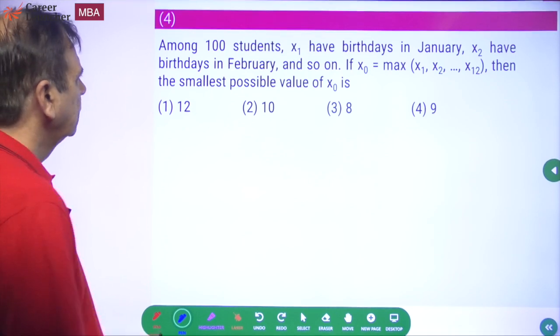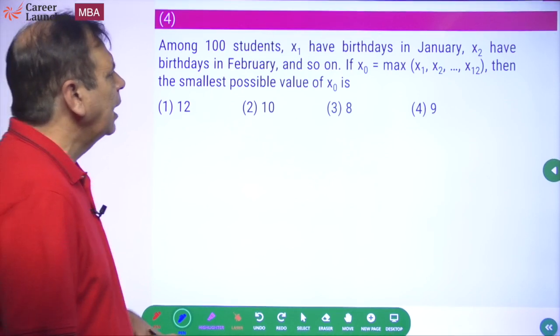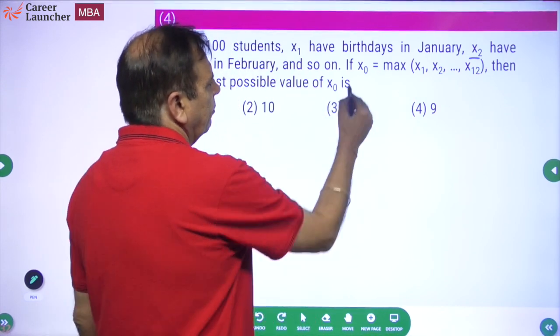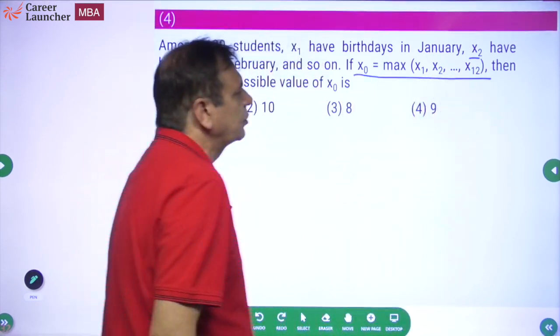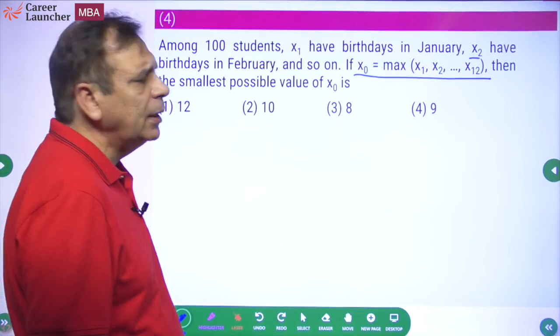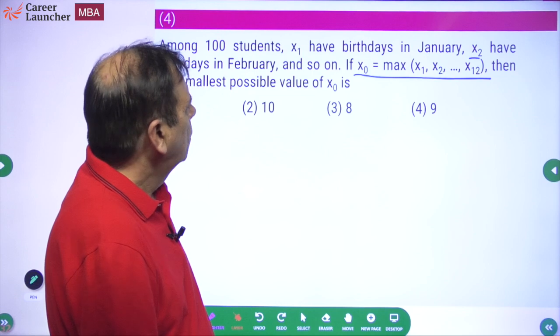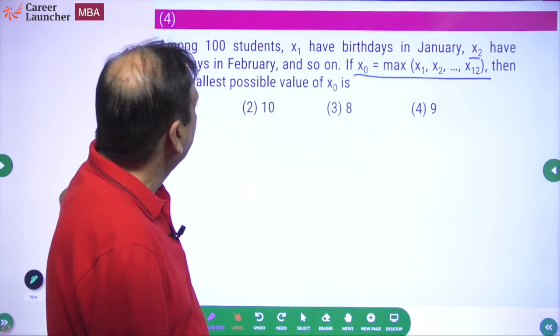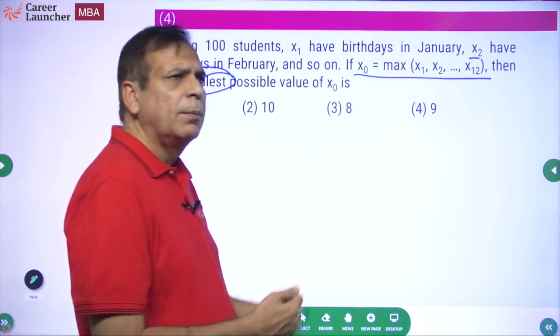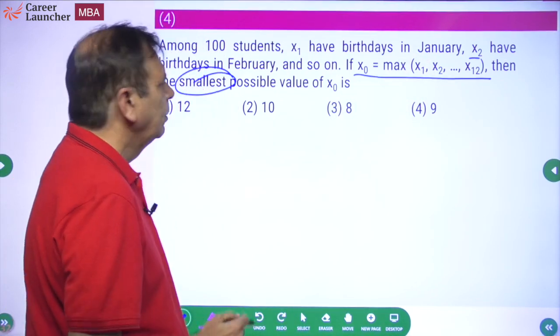Okay. Among 100 students, X1 have birthday in January, X2 have in February, and so on. If X is the maximum of these, then find the smallest possible value of X. Now, when will you have the maximum value? When you want the minimum value, you want this to be the minimum. Make everything equal.